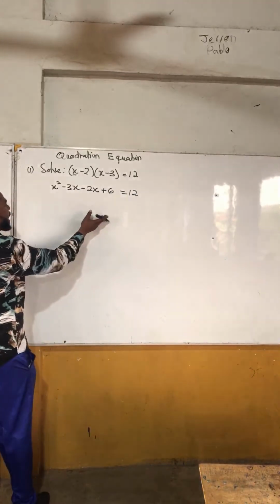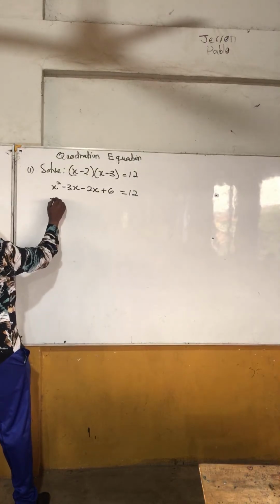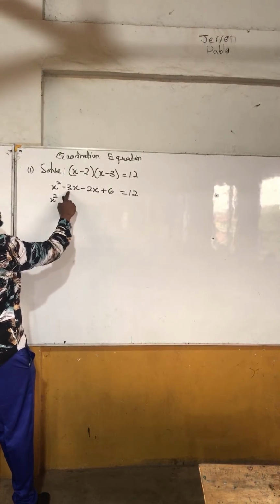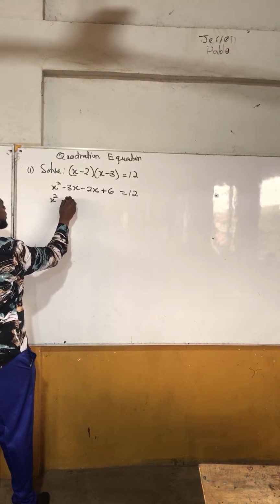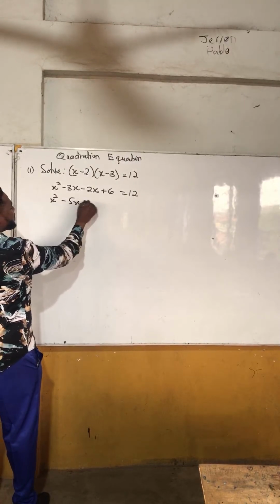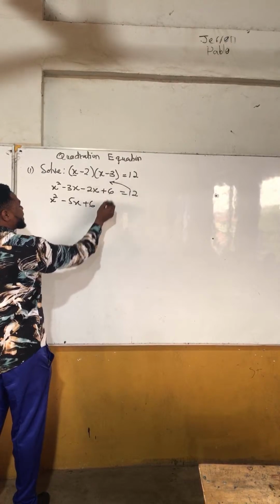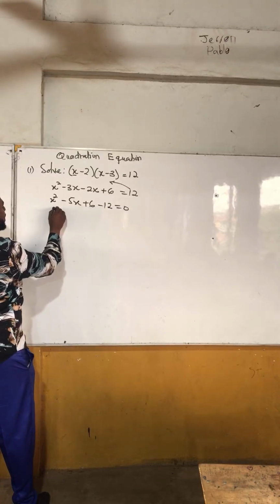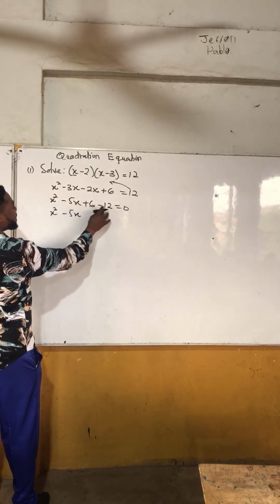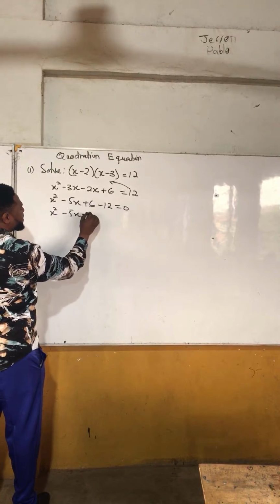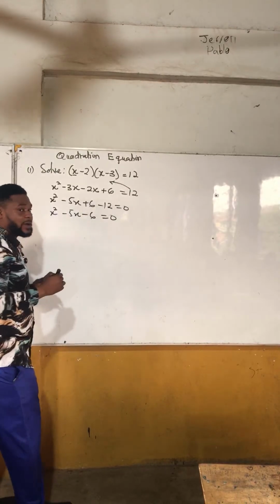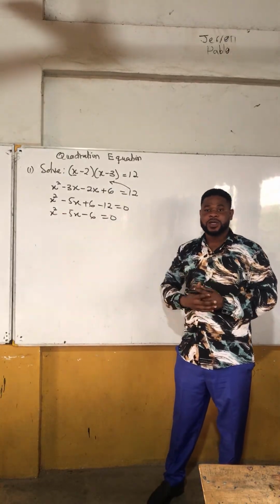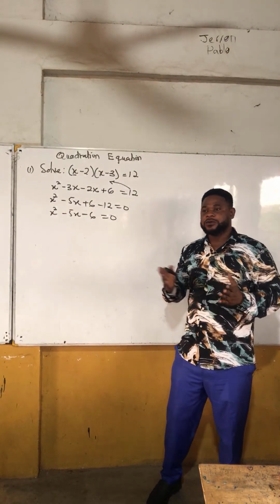So let's see how we can do it. x squared. Here we can simplify these two terms. Minus 3x minus 2x will give us minus 5x plus 6. We move this to the left hand side and it will be minus 12, all equal to 0. We have x squared minus 5x. 6 minus 12 will give us minus 6, all equal to 0. And this ends us to what we call a quadratic what? Equation. Alright?